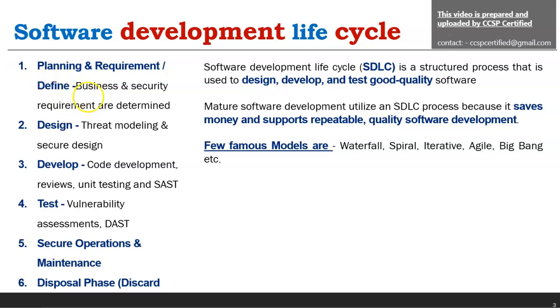We call that step define also. One shortcut is triple D: define, design, develop, and then test. Define is the step which defines the business requirements and the security requirements. Security should be there at the very first step. You should define the security requirements of the product, and they should be covered in the planning phase itself.